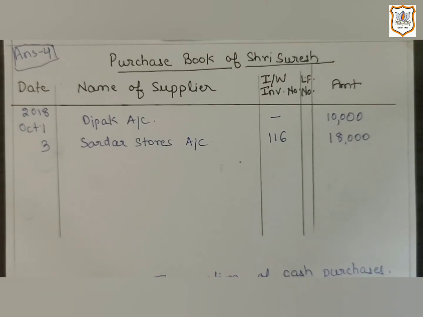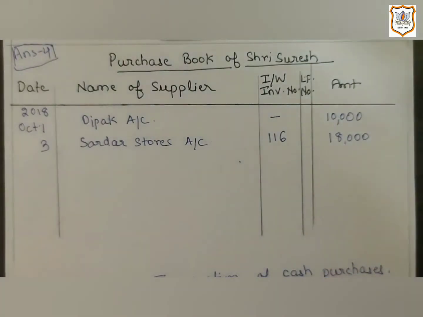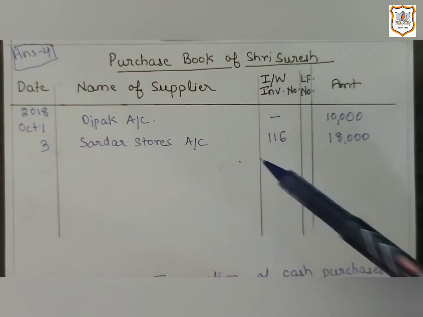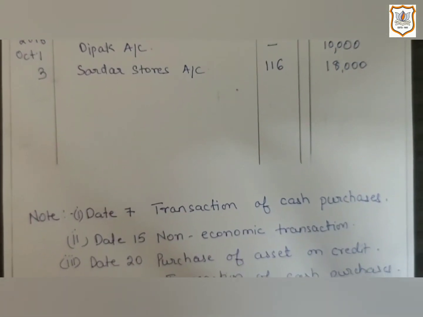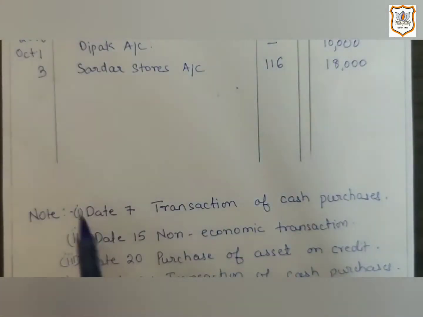Purchase goods of rupees 18,000 from Pankaj on cash. Here cash word is mentioned. So we can easily identify that this is not a credit transaction, it is cash transaction. And as it is cash transaction, so it will not be entered in purchase book. Here we have to write separate note. Here, as I have written, you have to mention it in separate note.